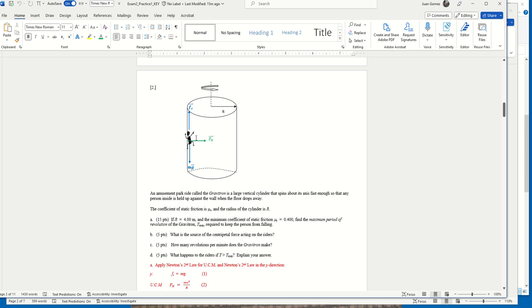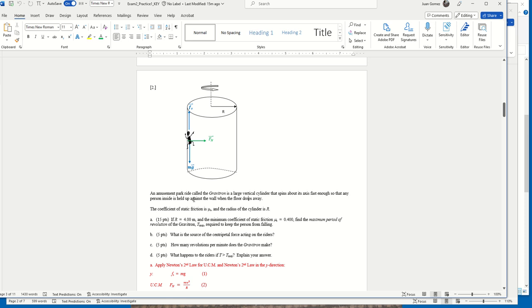Why is it static? Well, when the Gravitron spins and the riders get held up against the wall, they're not moving. So it can't be kinetic friction, it has to be static friction. But if gravity wants to pull the person in the negative y, Fs must act in the positive y. So I have Fs and mg.